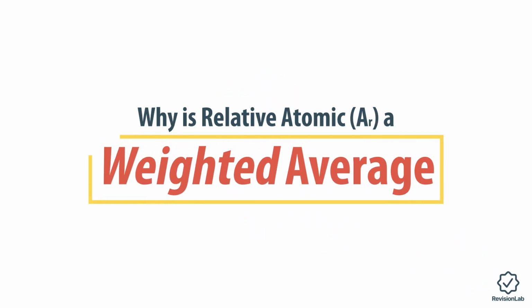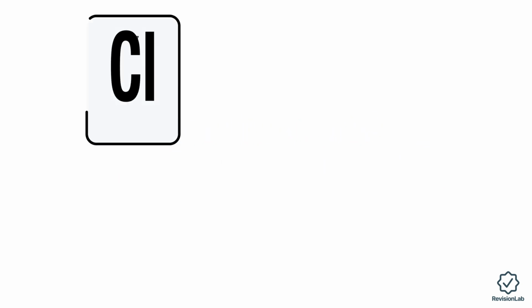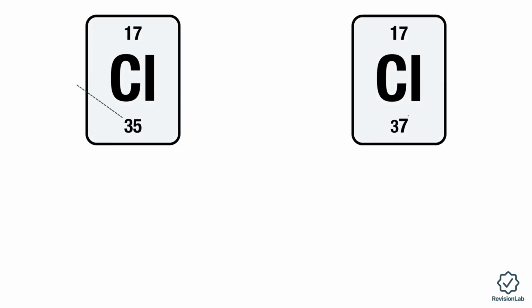When we talk about the relative atomic mass of an element, we always say that it is a weighted average of the isotopes of that element. But what is a weighted average? Let's take an example. There are two isotopes of chlorine, chlorine-35 and chlorine-37.